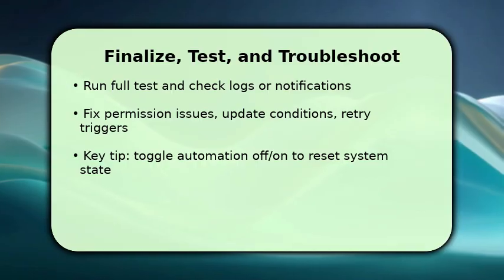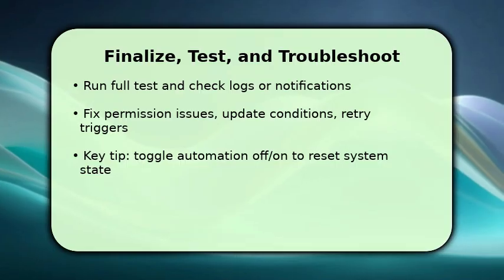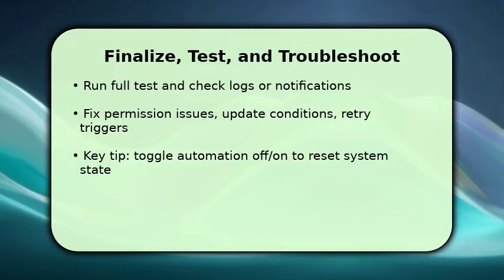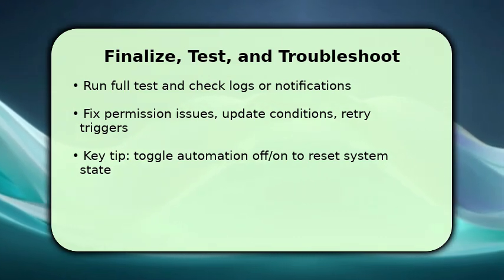Once you've adjusted, retest. If problems persist, toggle the automation off and on to reset internal state or reboot the device. That often resolves stuck background services. Finally, save a stable backup shortcut so.